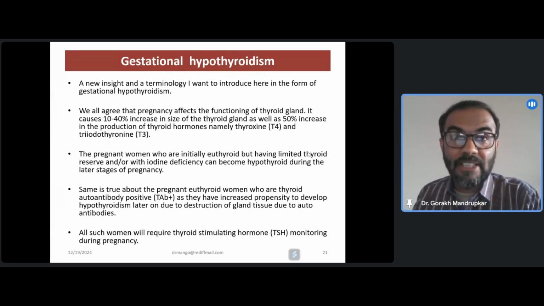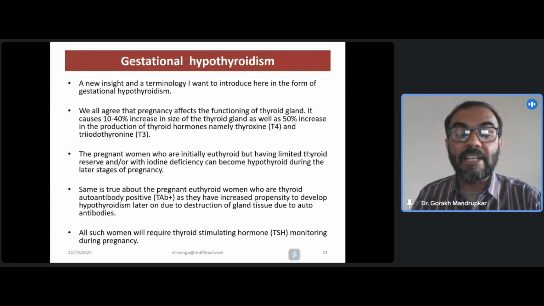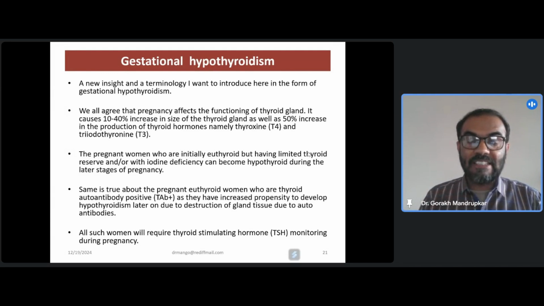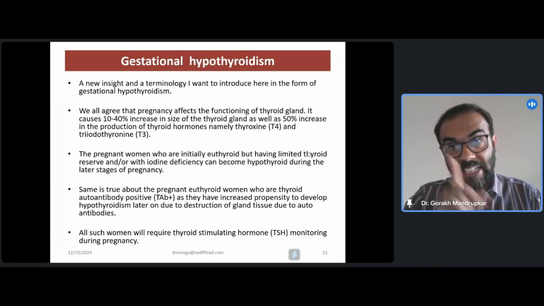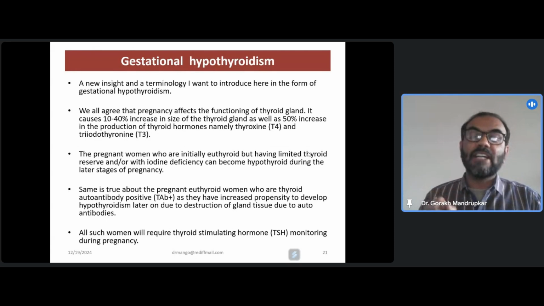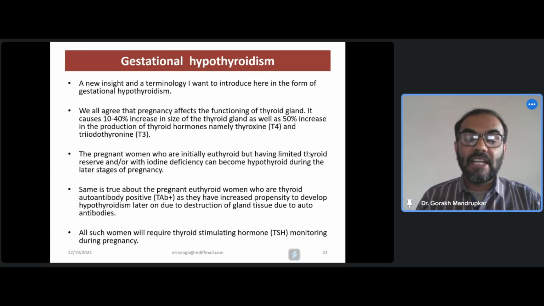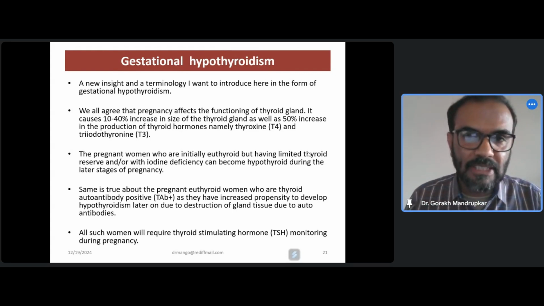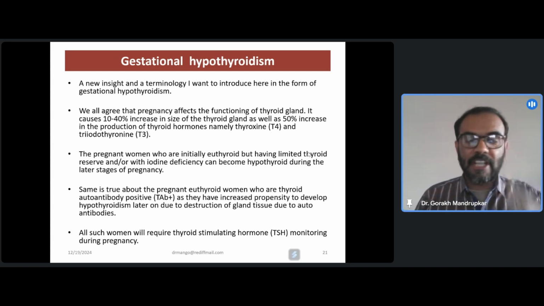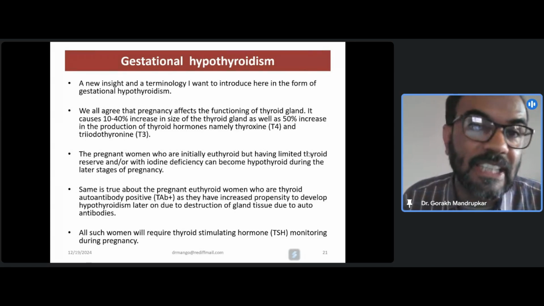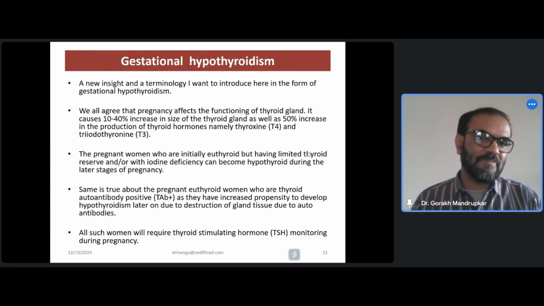Same is true about the pregnant euthyroid women who are thyroid autoantibody positive, as they have an increased propensity to develop hypothyroidism later on due to the destruction of the gland tissue by autoantibodies. All such women will require TSH monitoring throughout the pregnancy. That's why screen every woman with TSH in each trimester. That is the concept of gestational hypothyroidism.